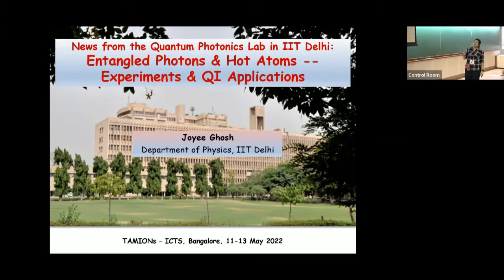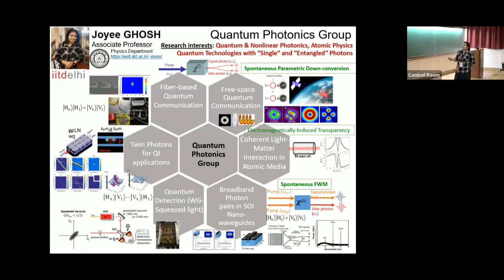And basically our group focuses on generation of photons, single and entangled. So that is really the focus of the group, and we also do a small experiment on hot atoms. So I'll be speaking about those experiments. So I tried to put it in a few blocks, the kind of things that we do in the group. The quantum photonics group is basically in the Department of Physics in IIT Delhi, and we have several endeavors. We are starting our research activities. We have progressed a bit in some of those activities.